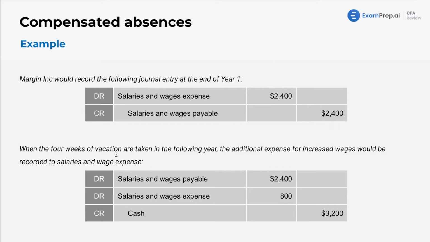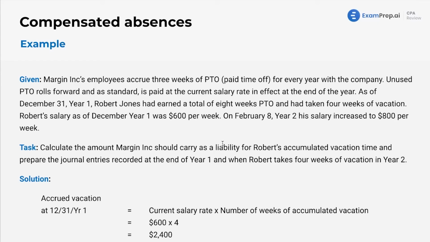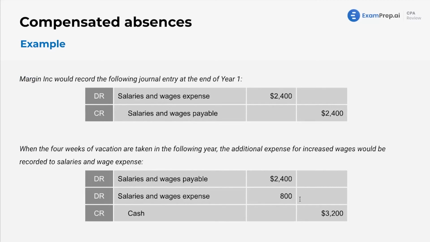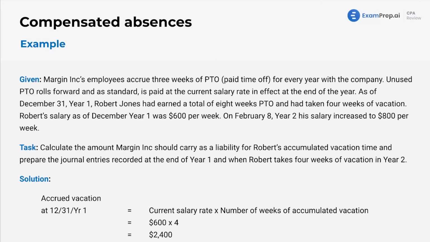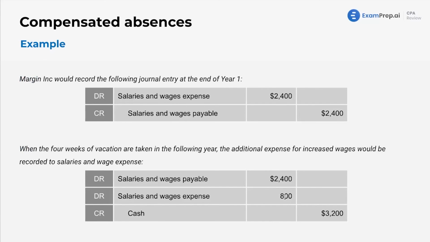So when Robert uses the remaining 4 weeks of vacation, we are going to reduce our liability, right? We're reducing our liability for the $2,400. That eliminates it off the balance sheet. Awesome. Now, our other numbers. On February 8th, year two, his salary increased to $800 per week. So now we're paying out $800 salaries and wage expense for that 1 week, right? So Robert had that time accrued, and in year two, this $800 is going to account for his wages there. Total payout is $3,200 in cash.